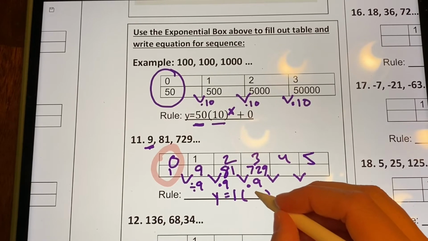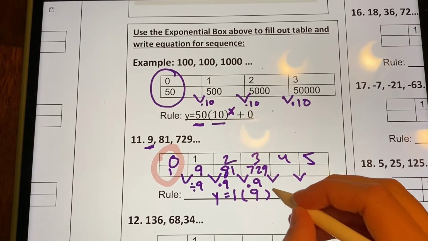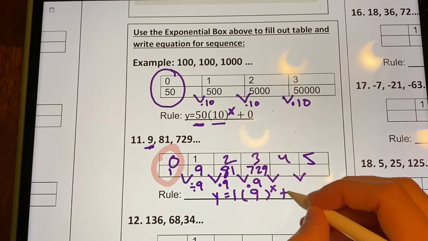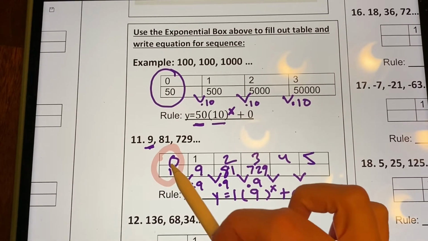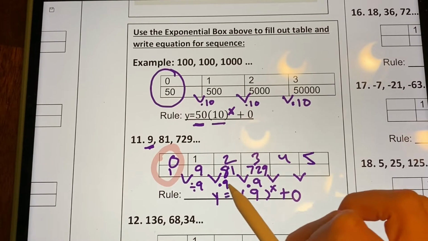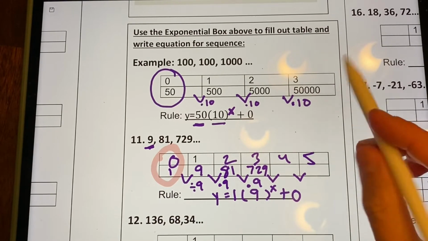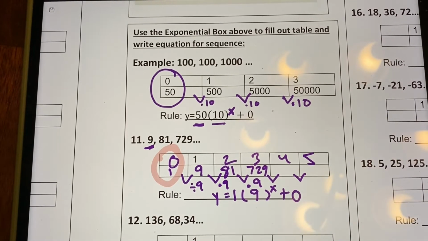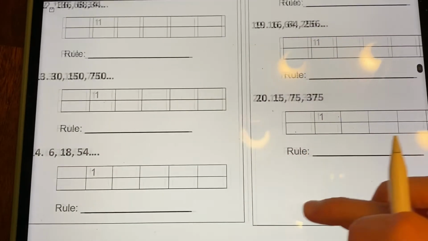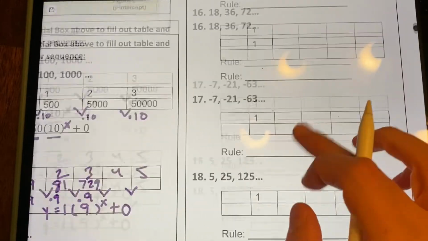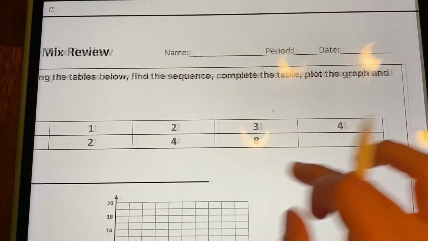B is what are we multiplying by, which is 9. X, and then at the end, it's always plus 0, no matter what. So what is below 0 is 1. We are multiplying by 9. And then you do plus 0 at the end. And that is how you do 12, 13, 14, 15, 16, 17, 18, 19, 20.